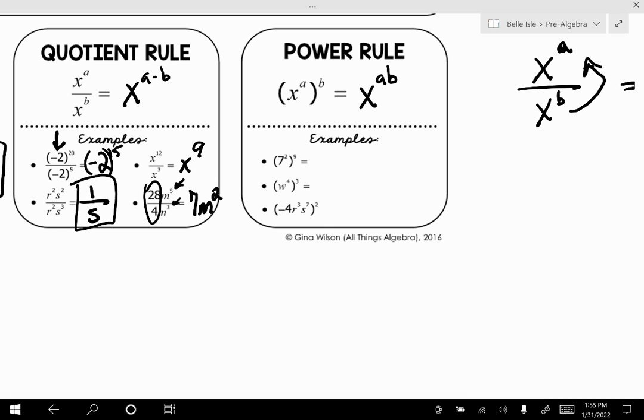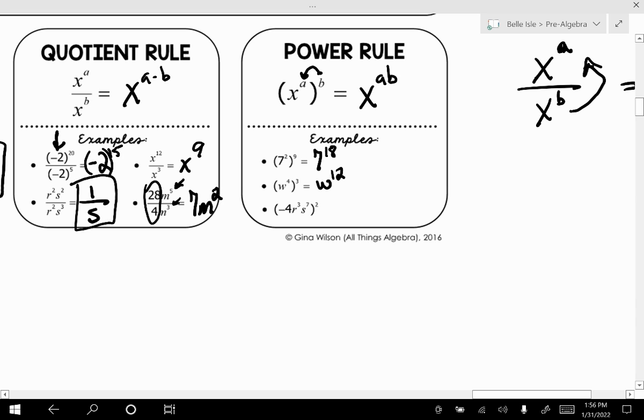Okay, so what you're looking at is now you're looking at this exponent right here like it needs to be distributed. Okay, and it's going to be distributed to each individual value in a term. Okay, so for this instance, it's going to be distributed to the x to the a, and you're just going to multiply those exponents together. Okay, so let's look at these examples down here. We have 7 to the second power, all to the 9th power. What's that going to look like? 7 to the 18th. Okay, we have w to the 4th power, all to the 3rd power. It's going to be w to the 12th.